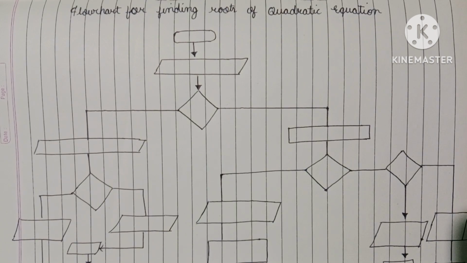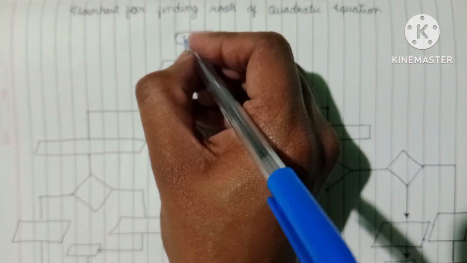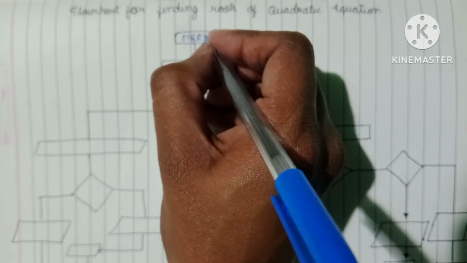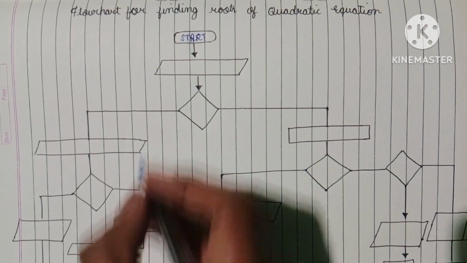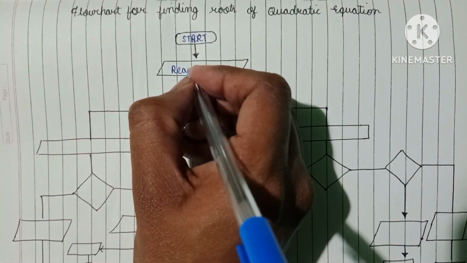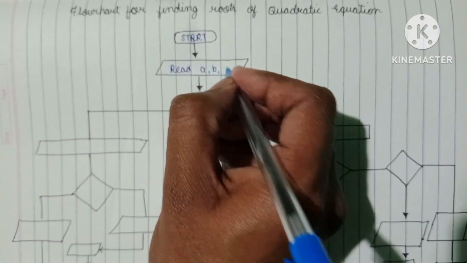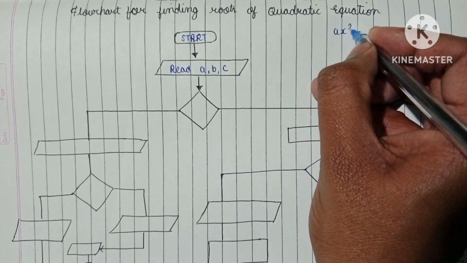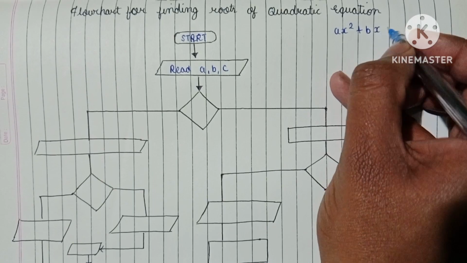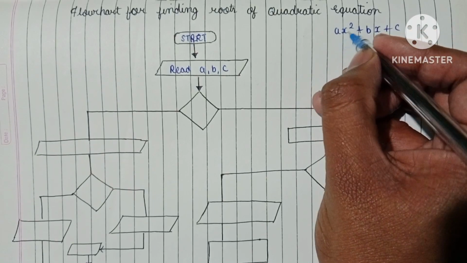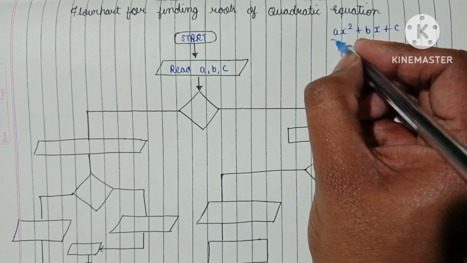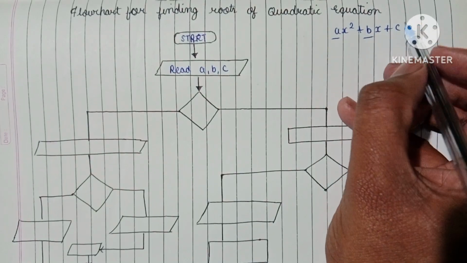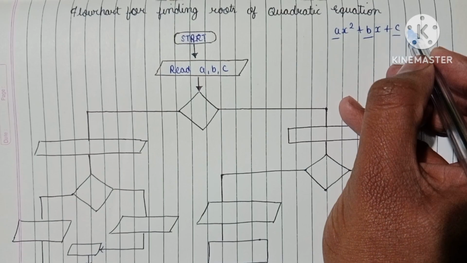So the first step is we start the flowchart. Then we read the values of a, b, c. A, b, c are the values such that the quadratic equation is in the form of ax square plus bx plus c, where the coefficient of x square is called a, the coefficient of x is b, and the constant term is called c.